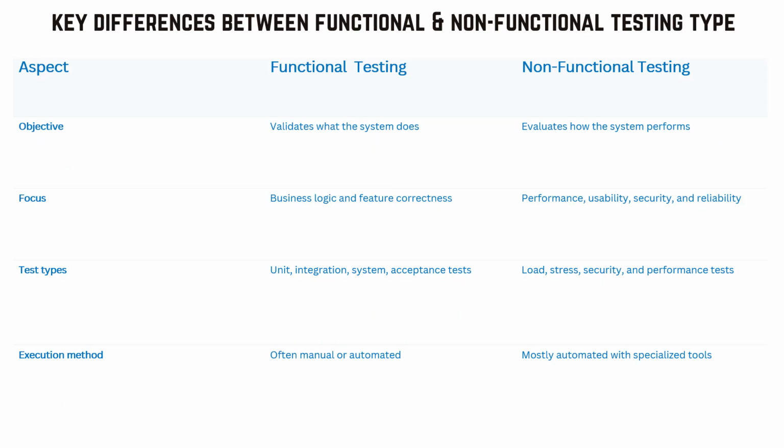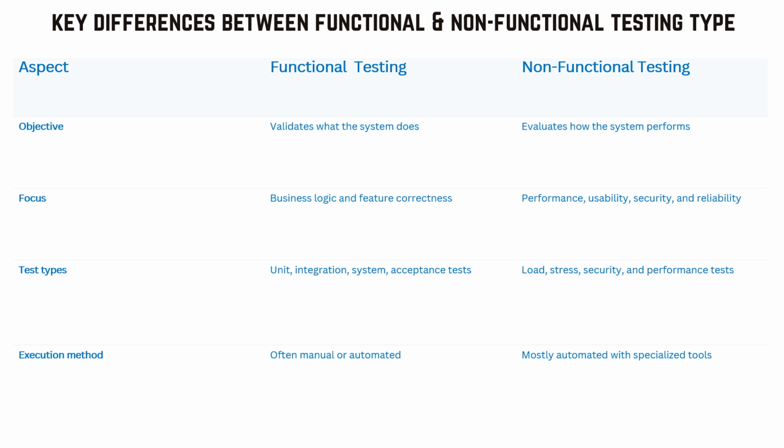Now, the last topic for this session is the key difference between functional and non-functional testing types. We already understand what functional testing is, what the key functional testing types are, what non-functional testing is, and what the key non-functional testing types are. Let's understand from different aspects. The main objective of functional testing is to validate what the system does, whereas non-functional testing evaluates how the system performs instead of what the system does.